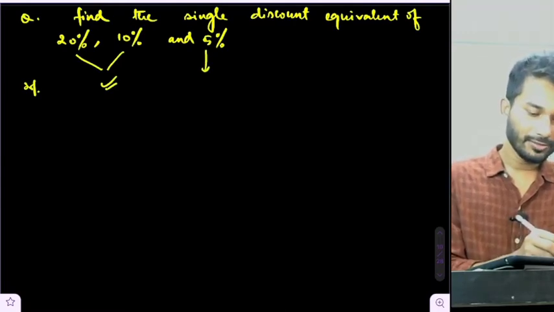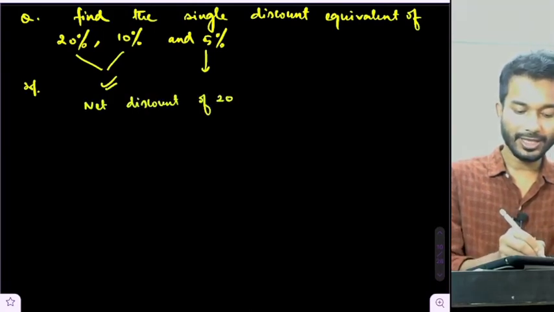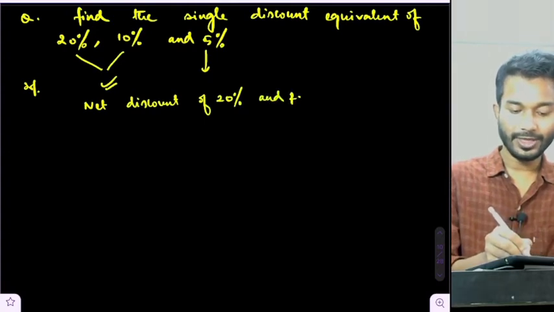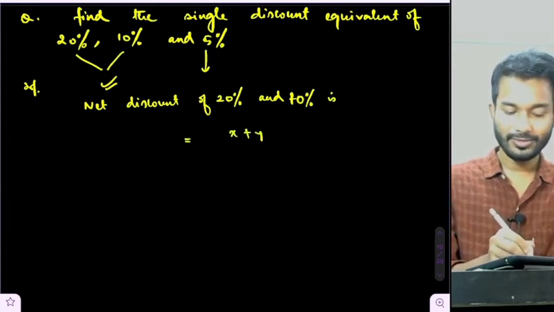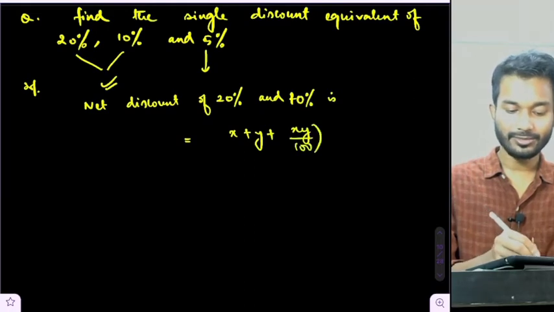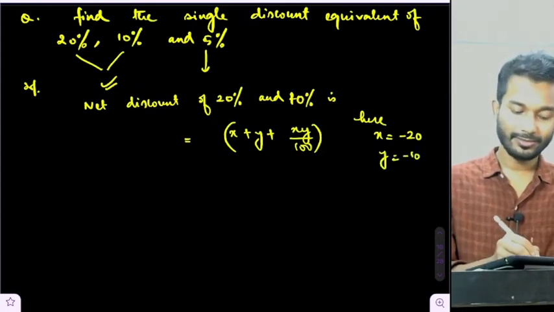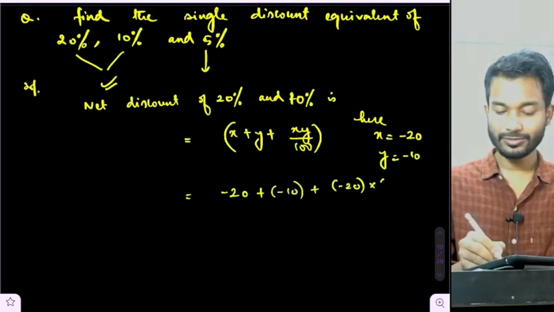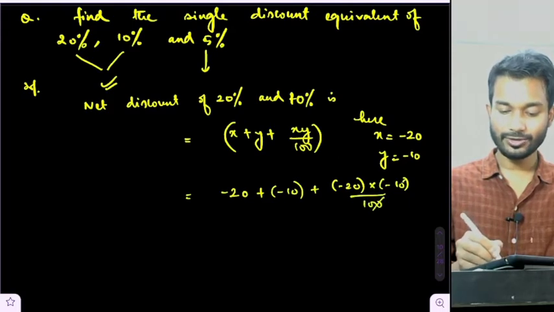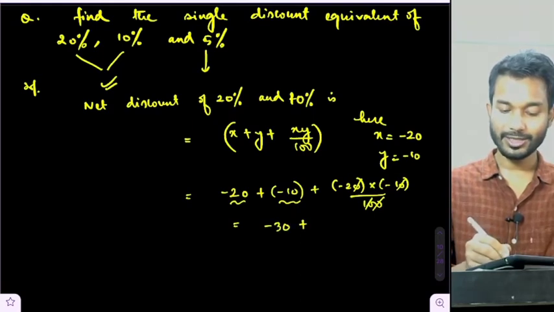So first of all, net discount of 20% and 10%, just now we have solved, we got 28%. We'll use the formula x + y + xy/100. Here x equals minus 20, because it is discount, we'll write minus. y equals minus 10. So we'll get minus 20 plus minus 10 plus minus 20 into minus 10 upon 100. Zeros cancel. So minus 20 and minus 10 will give us minus 30. Minus and minus will become plus 2, which is our minus 28%.